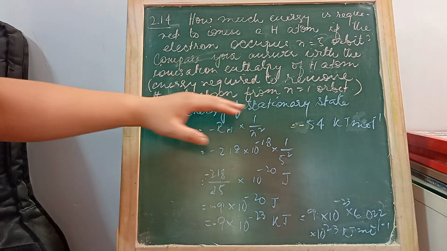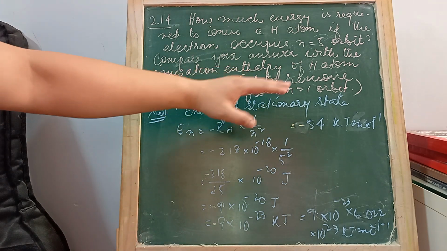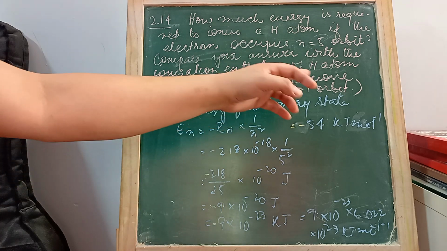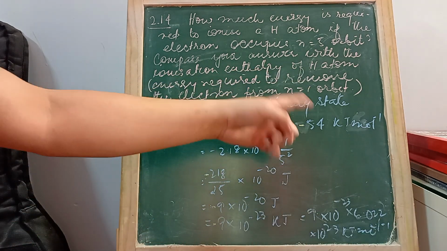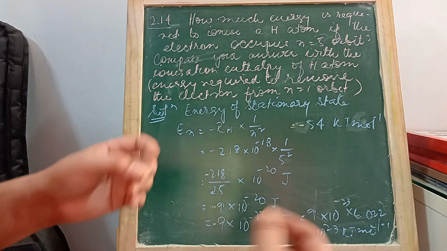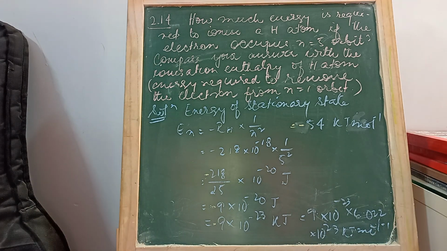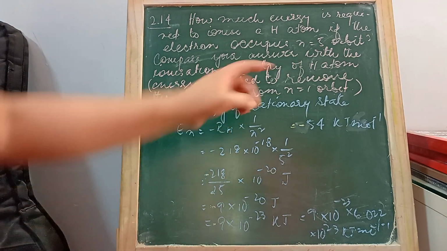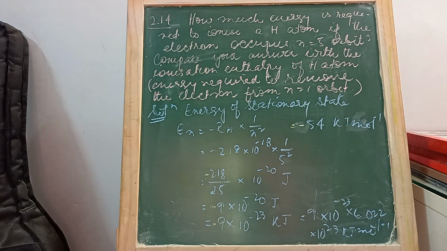Compare your answer with the ionization enthalpy of hydrogen atom. What is ionization enthalpy? It's the energy required to remove the electron from the n equal to 1 orbit, or the electron in the first orbit. That's ionization enthalpy. You just need to compare the difference, the ratio of the energy required to remove the electron from the first orbit and from the fifth orbit, right?